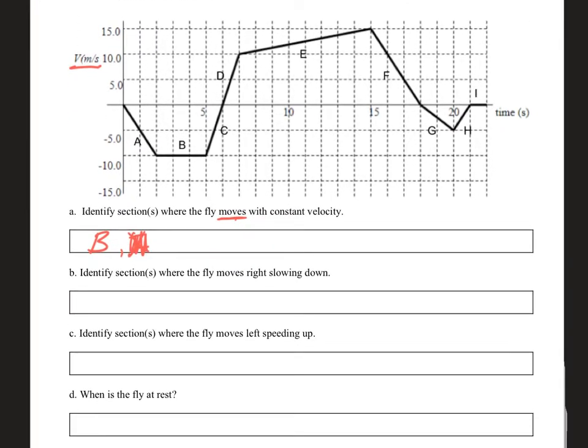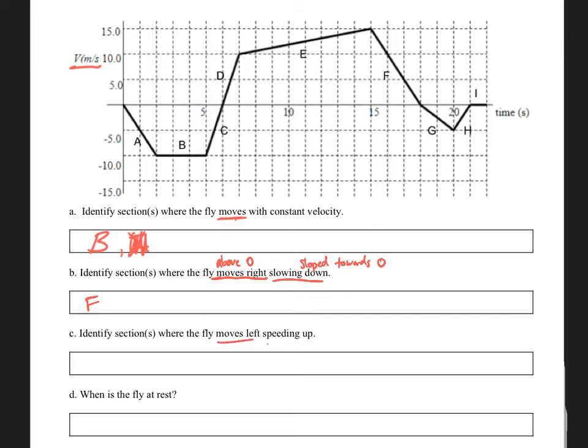So where does the fly move right, slowing down? Moving right here, since it's a velocity graph, means it needs to be above 0, above the x-axis. If it's slowing down, it needs to be sloped towards 0. So it needs to be above the x-axis and approaching 0. There's only one section that does that, and that is section F. F starts at 15, ends up at 0, so that must be slowing down, and it's moving right because those are positive velocity values.